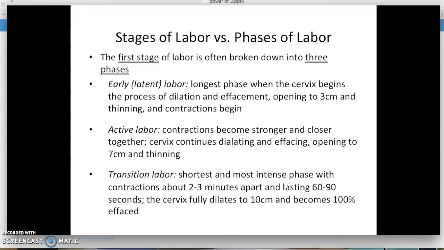During the first phase, early or latent labor, a woman will start to have contractions and the cervix will begin dilating or opening and effacing or thinning. The contractions become stronger and occur closer together during the active labor phase. At this point, most women will seek medical attention if they haven't done so already. Finally, during the last phase of transition, contractions are very strong, very close together, and last for 60 to 90 seconds each. As the cervix fully dilates to 10 centimeters and becomes 100% effaced, it can often feel as if the contractions are coming one right on top of the other.